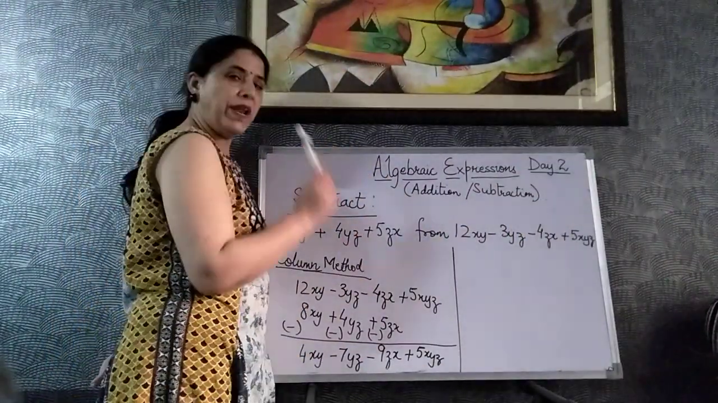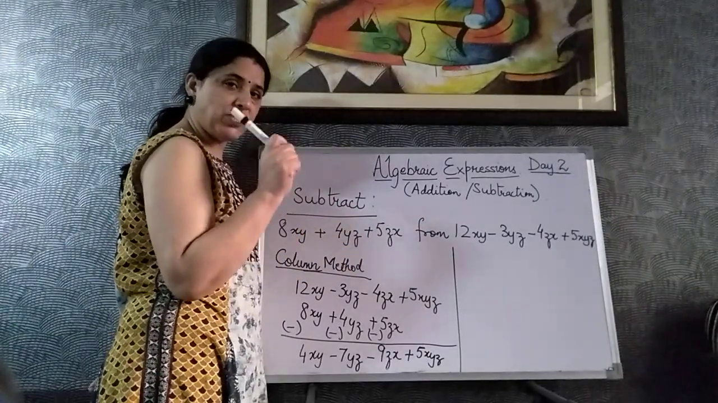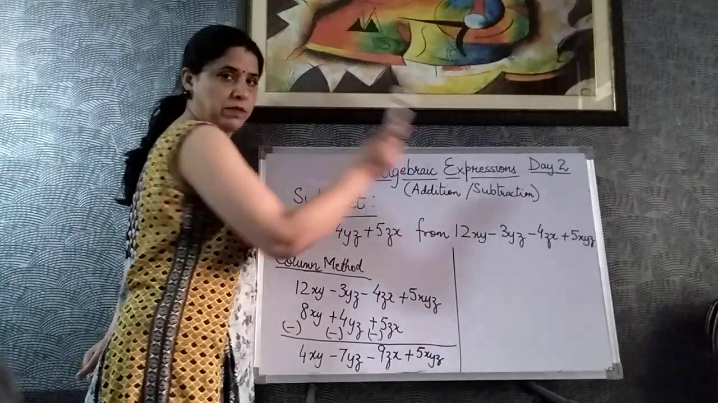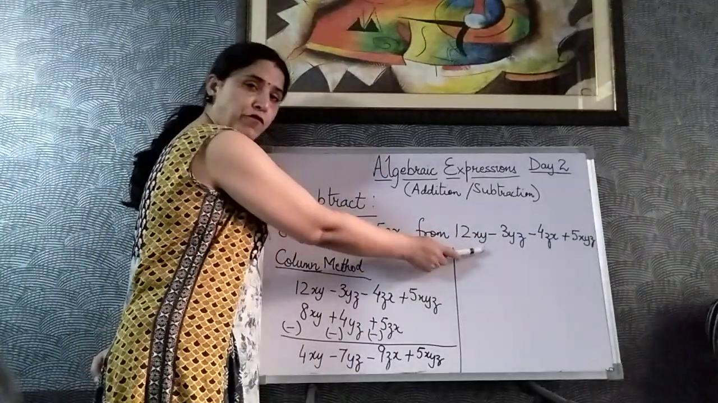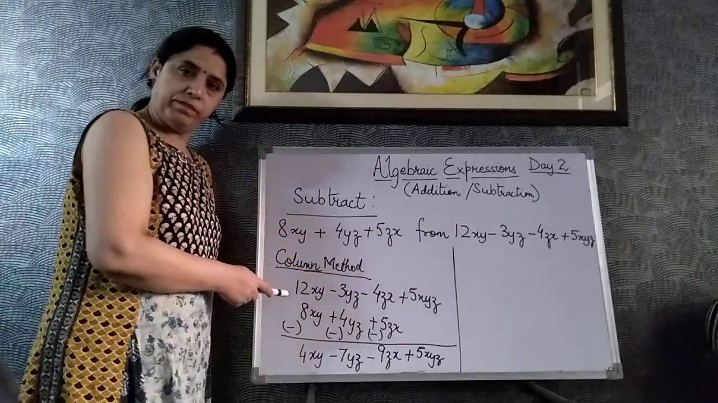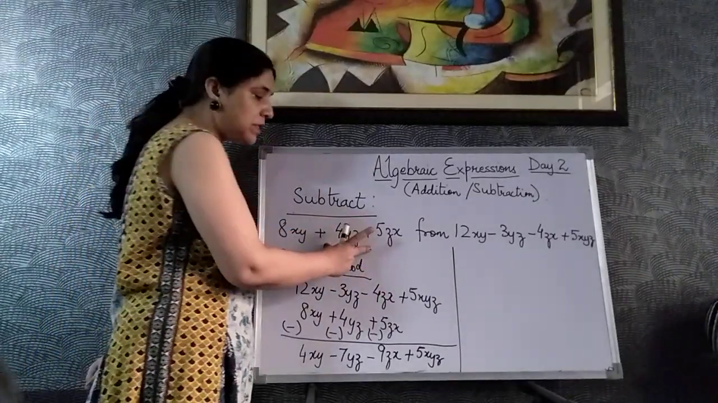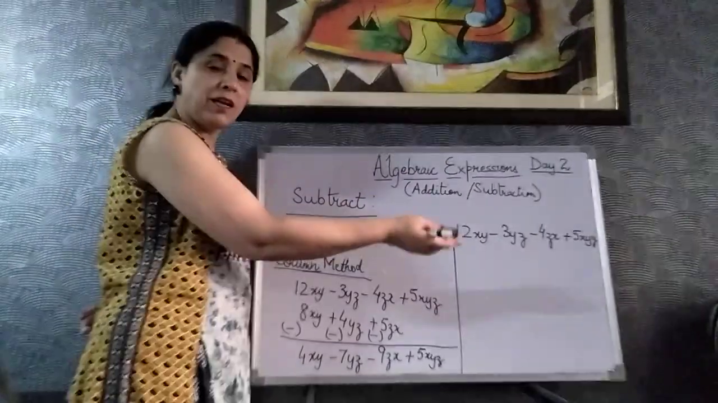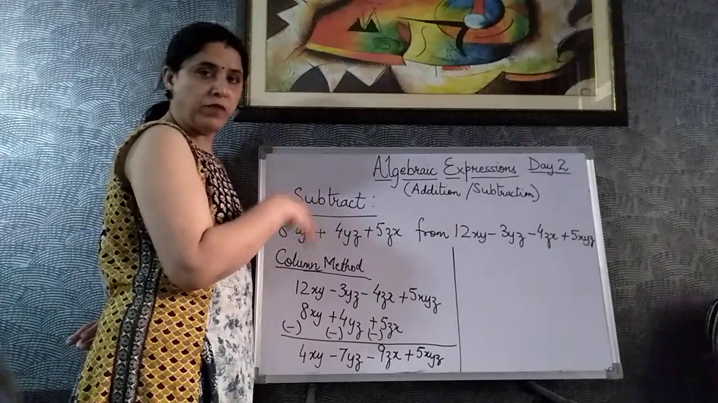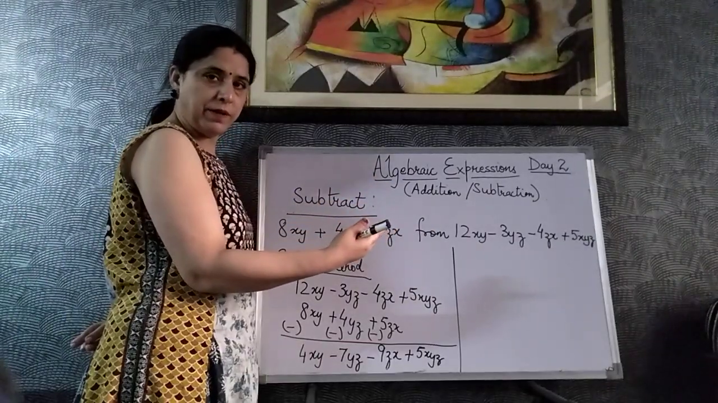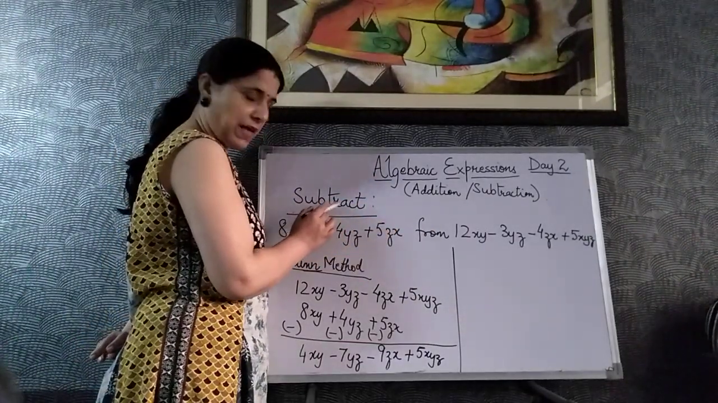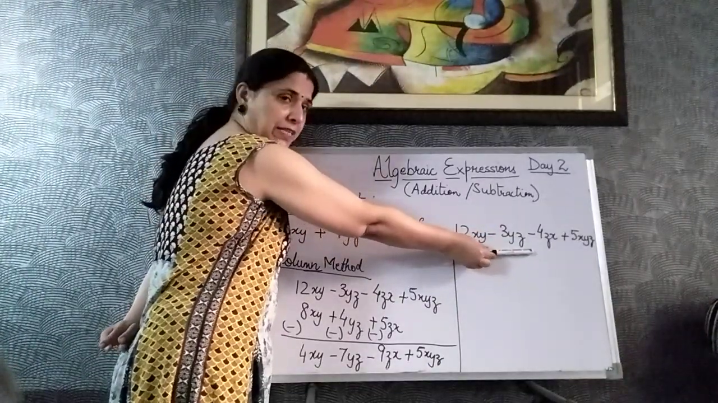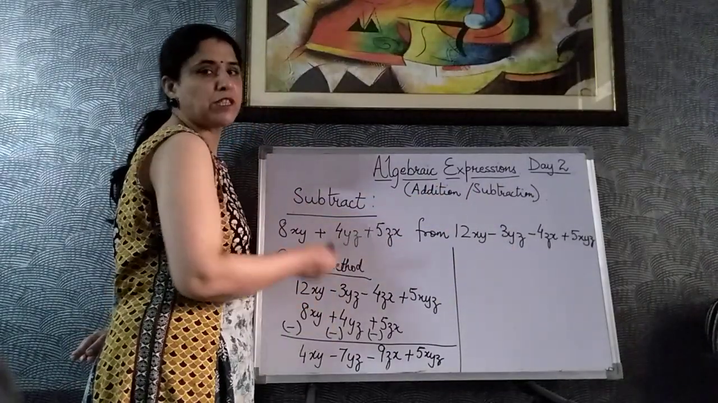Now when we subtract, children, the general mistake that children make is subtracting this from this the wrong way round. Whatever is after "from" should be written at the top. Like subtract 15 from 60: it is 60 minus 15. We don't write 15 minus 60. So we subtract the second expression minus the first expression.